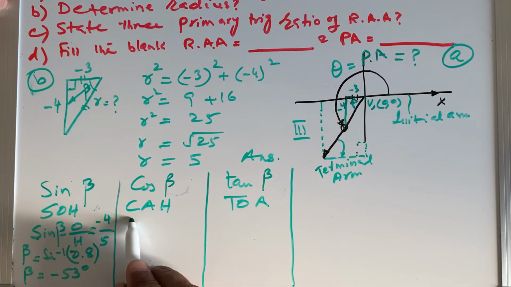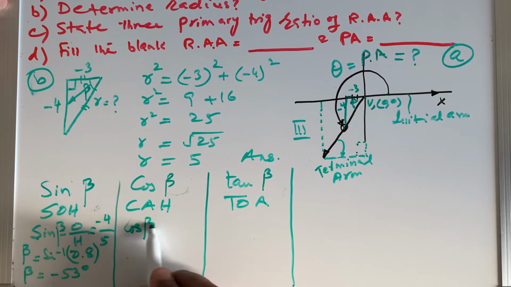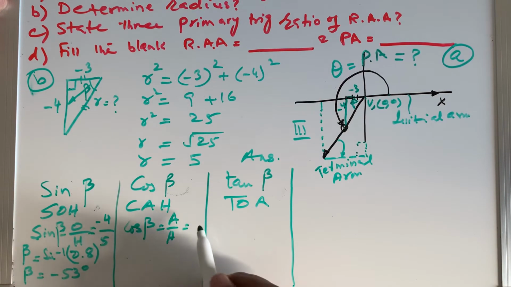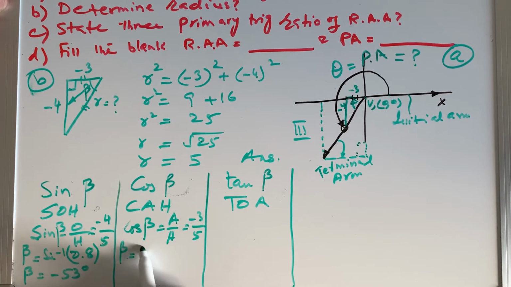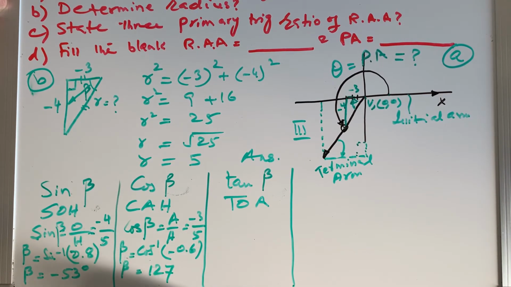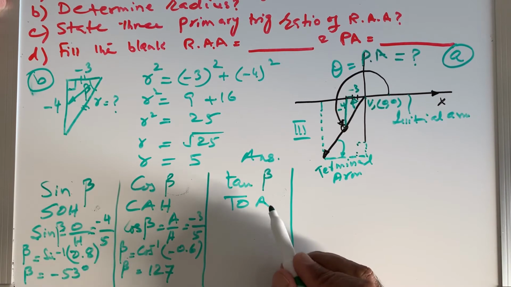So cosine, that is cos beta, is equal to adjacent over hypotenuse. So I substitute the value of adjacent, which is -3 divided by 5. If I want to calculate beta, I will take cos inverse of that value. -3 over 5 is like -0.6. And if I take the value, I can get beta is equal to 127, right?